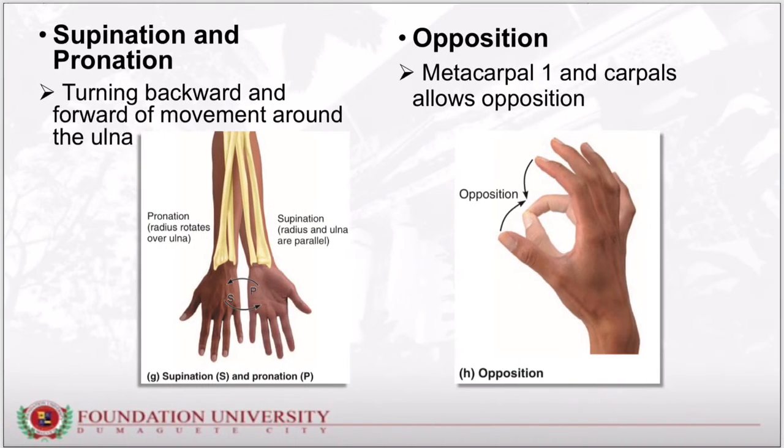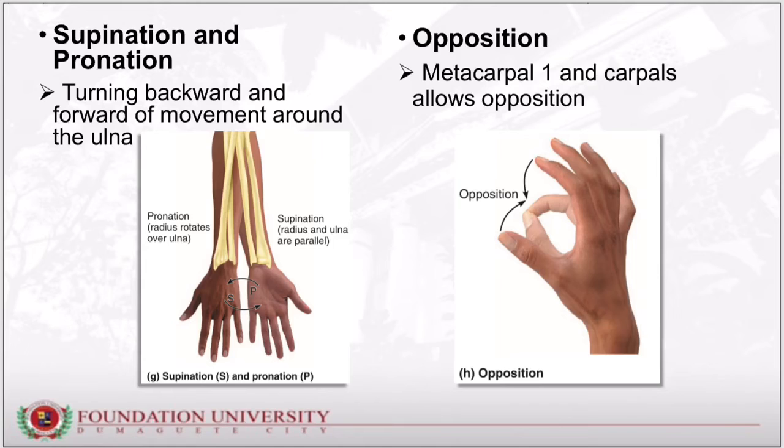Third is supination and pronation, turning backward and turning forward movement of the radius around the ulna. Supination occurs when the forearm rotates laterally and the palm faces anteriorly and the radius and ulna are parallel, while pronation occurs when the forearm rotates medially and the palm faces posteriorly.